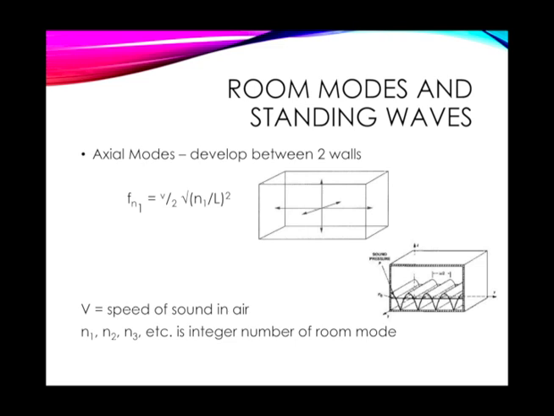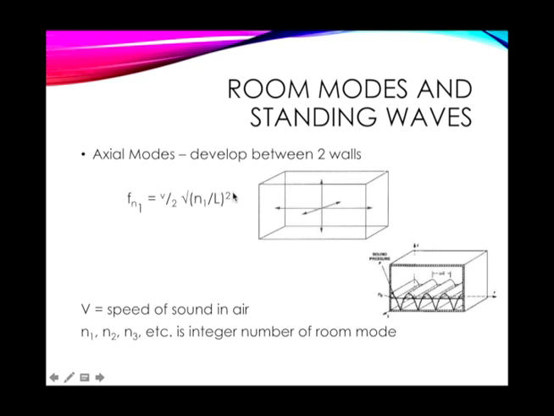And then there are harmonics for each one of those 3 axial modes. N1, N2, N3 are the different harmonics, or the N integer number that we see up here. So this equation, F sub N sub 1, which is the first harmonic of this axial mode, we calculate by taking v, the velocity of the speed of sound in air, which is 1130, divided by 2 times the square root of n sub 1, and n sub 1 would be the fundamental, or the first harmonic, which would just be 1, divided by L, the length of the room, say 10 feet, 12 feet, whatever, close parentheses squared.